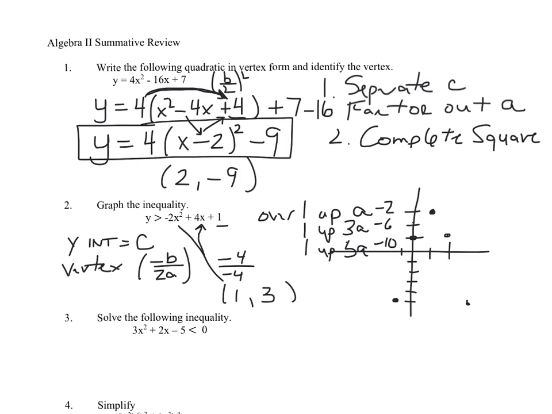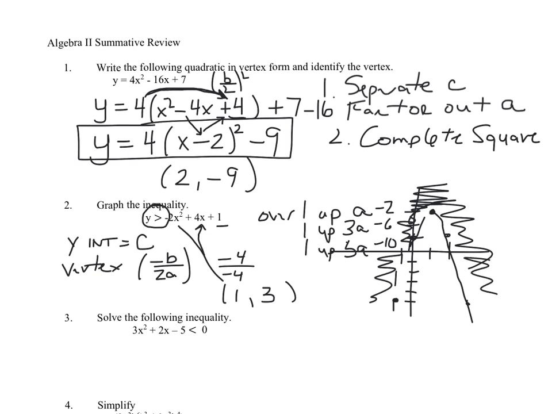And now this is an inequality. It is greater than, which means it's a dashed parabola. And we'd be shading above it because it's greater than. So we'd shade above this, which is basically to the outside of the parabola. So that's graphing a quadratic inequality.